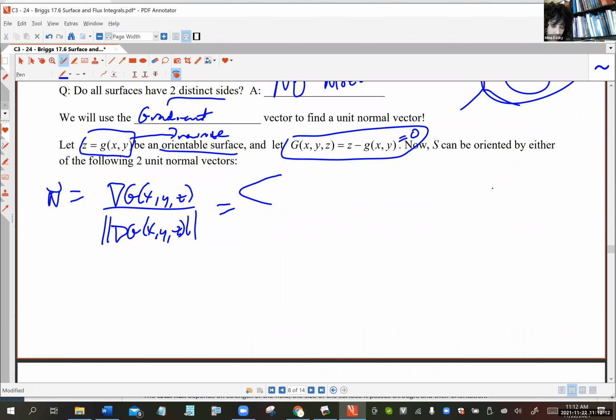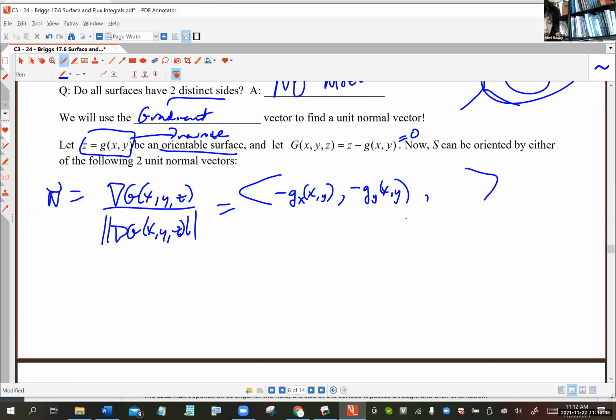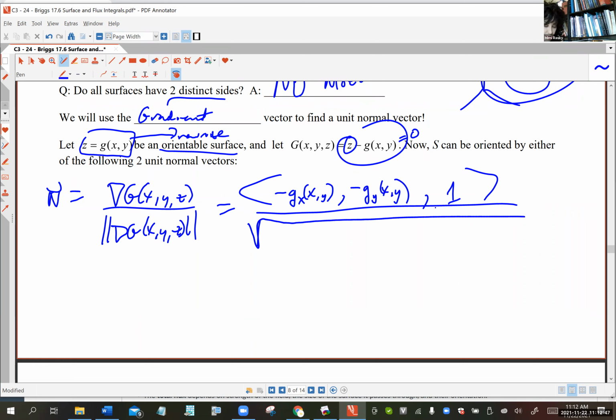So what is this going to look like? Well, if you take the partial of z minus little g of x,y with respect to x, there's no x in the little z, so that's 0. And then you'll have minus whatever the partial of little g is with respect to x. And then if you take the partial of big G with respect to y, you'll end up with negative the partial of little g with respect to y. And then when you take the partial with respect to z, you'll just get 1, because the derivative of z with respect to z is 1. And if you unitize this, you guys know you're going to have to divide by the magnitude of this vector.